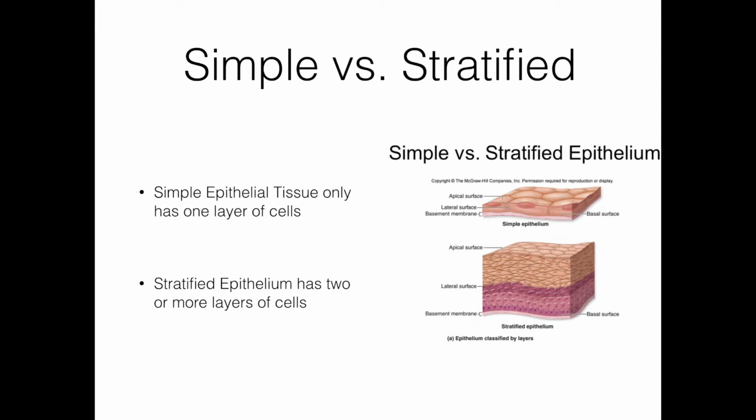There's two ways to classify the types of cells for epithelial tissue: simple versus stratified. Simple epithelial tissue has only one layer of cells, and stratified epithelium has two or more layers of cells.